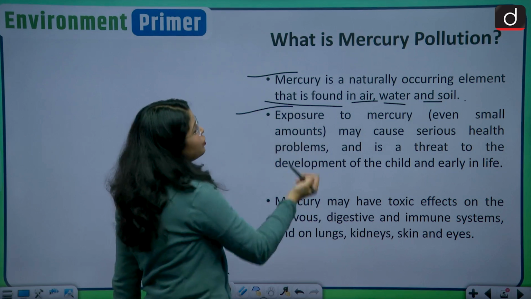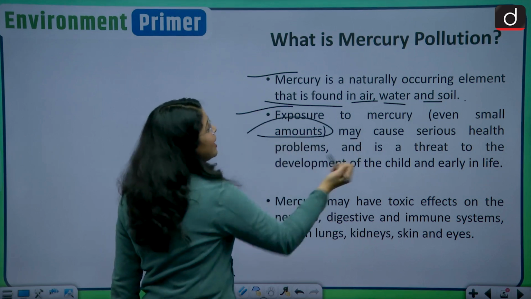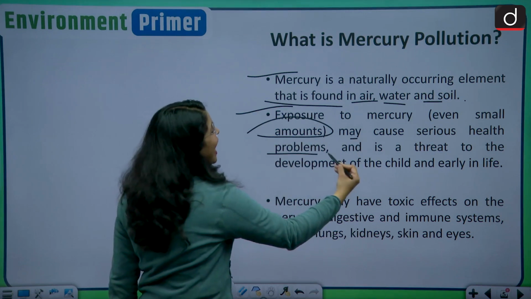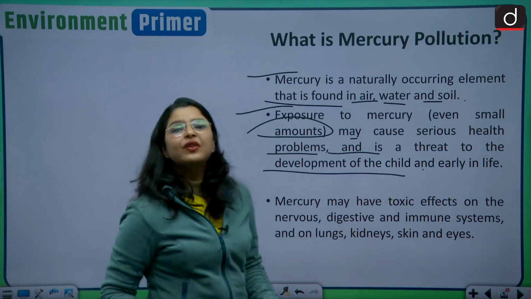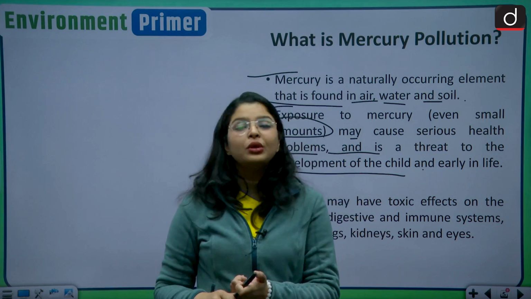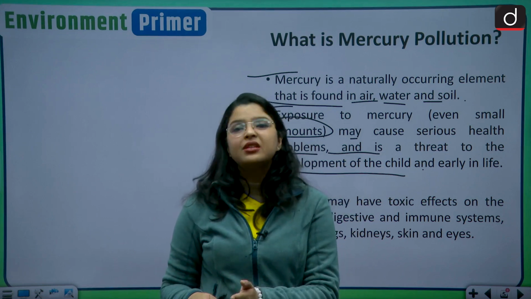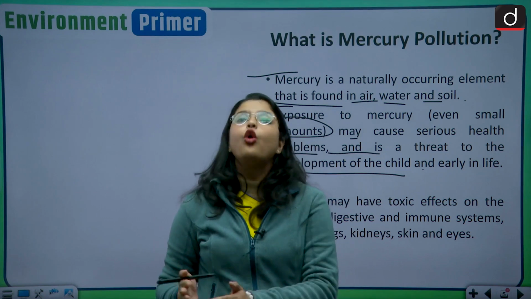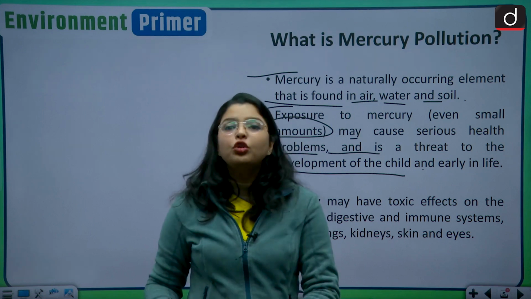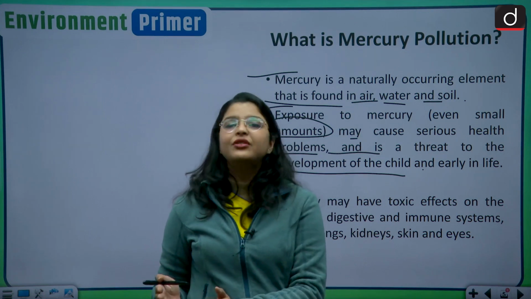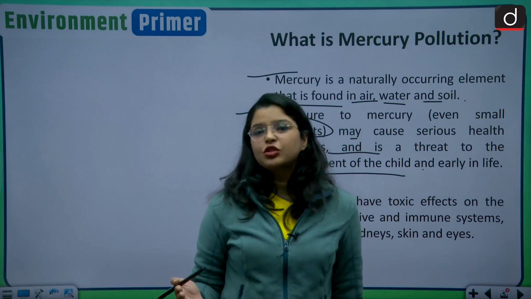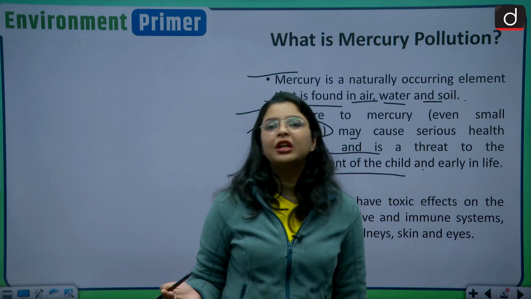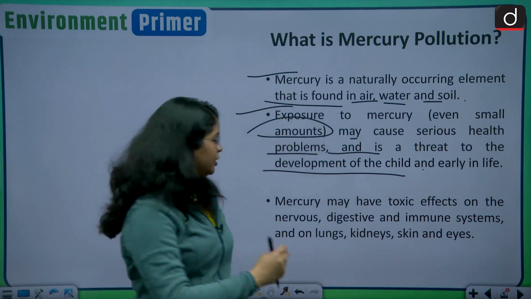Exposure to mercury even in small amounts may cause serious health problems and is a threat to the development of the child in the womb as well as in early life. Not only children, but it also affects adults, not only if they are overly exposed to it, but also if they are exposed to it in very small amounts. So that is why the countries are talking about reduction of mercury pollution.